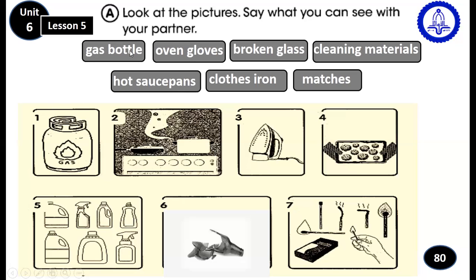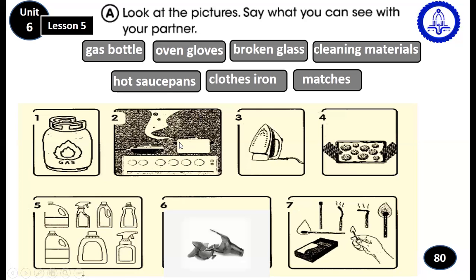First we have gas bottle, قنينة الغاز. Oven gloves, قفازات الفرن. Broken glass, زجاج مكسور. Cleaning materials, مواد التنظيف. Hot saucepans, قدور ساخنة. Clothes iron, مكواة الملابس. Matches, أعواد الثقاب.